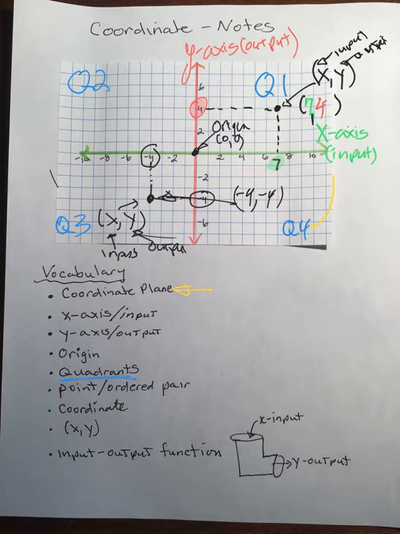So we have an input and an output. The output always goes last. So the output goes last and the input always goes first. So input, output. Okay, so let's look at some more problems.